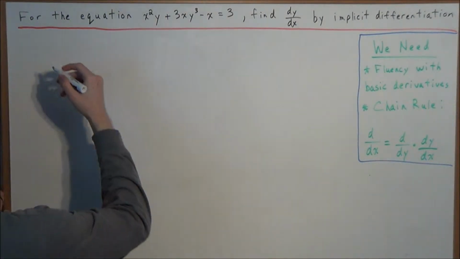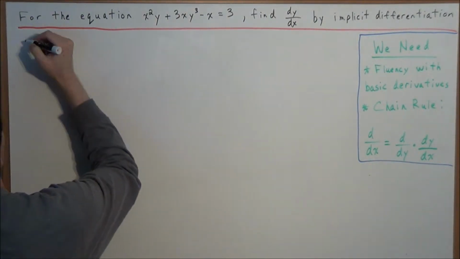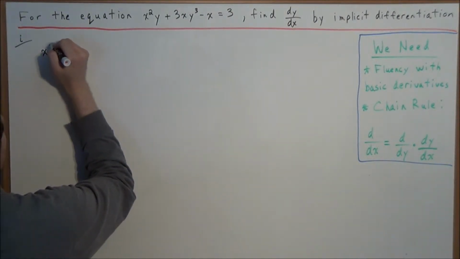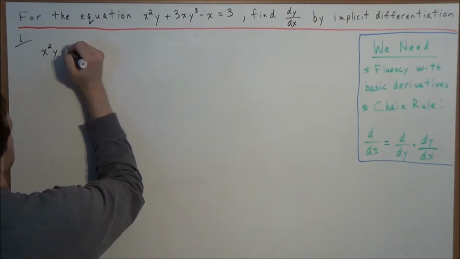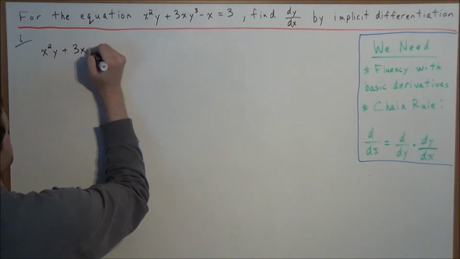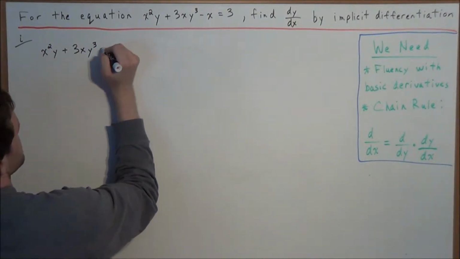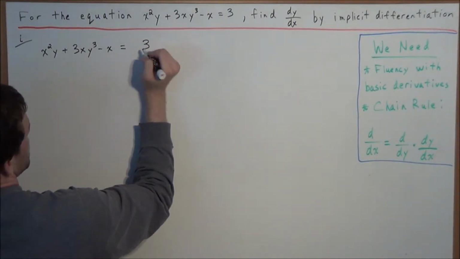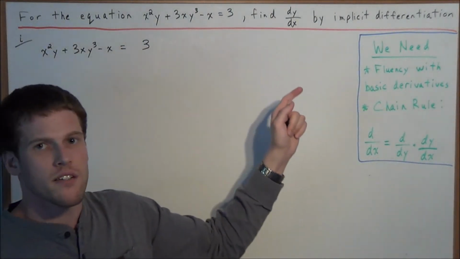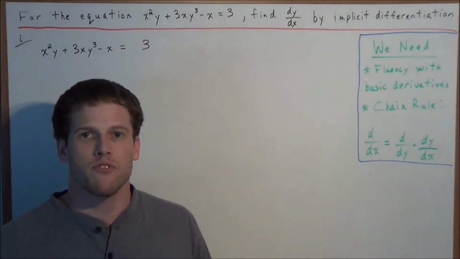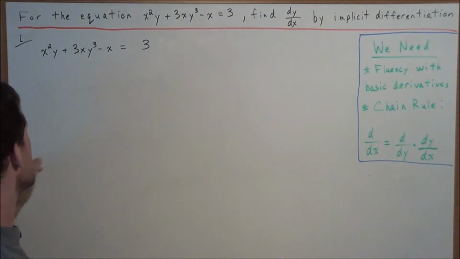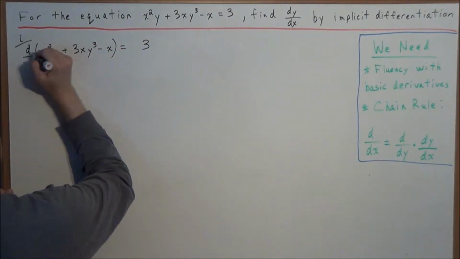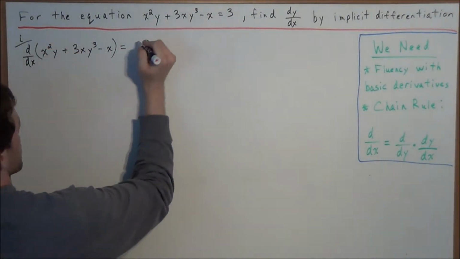So we start by writing the equation for the problem. So we have x squared y plus 3xy cubed minus x is equal to 3. And now what we need to do, we're looking for dy/dx, so we need to take the derivative with respect to x of both sides of this equation. So basically what we're doing is we're taking d/dx of both sides of this equation.